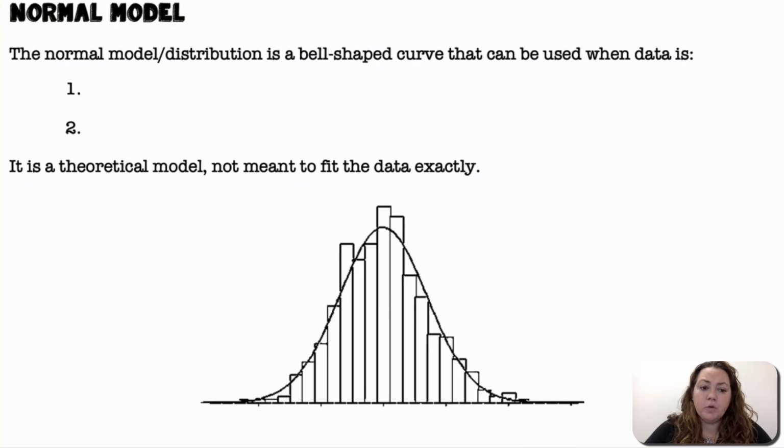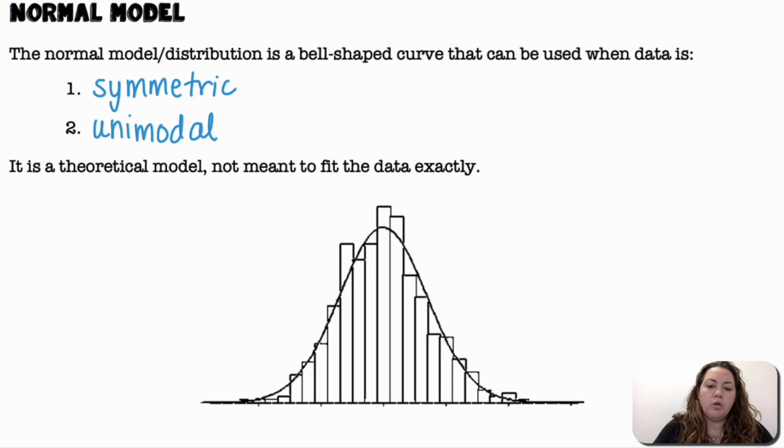All right, the normal model. The normal model or normal distribution is a bell-shaped curve that can be used when the data is symmetric. That means it's relatively even on both sides, and unimodal. Unimodal means it has only one peak. It is a theoretical model, okay? It's not meant to fit the data exactly.